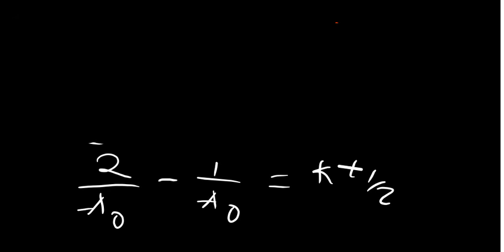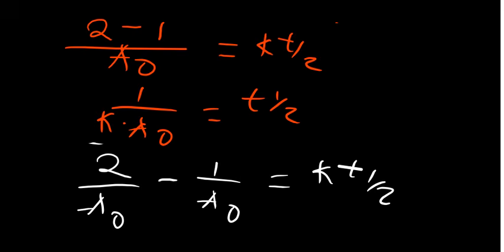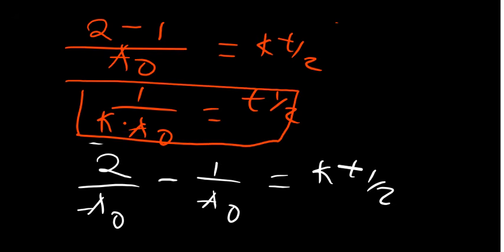Okay, so what are we going to have? So we have 2 on top here, so we are trying to subtract. So we have A initial as a common factor, common denominator there. So what we're going to have is 2 minus 1 over A initial is equal to kt1 over 2. So we're going to have 1 over A initial is equal to kt1 over 2. So you divide by k. So this is the formula that we're going to be working with when determining the half-life of a second order reaction. Okay. So that's it for this video.